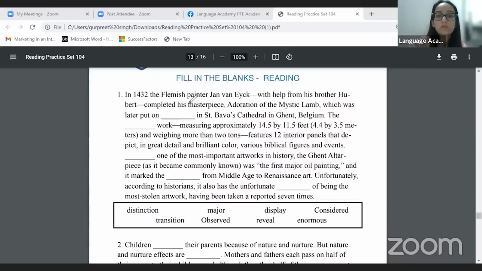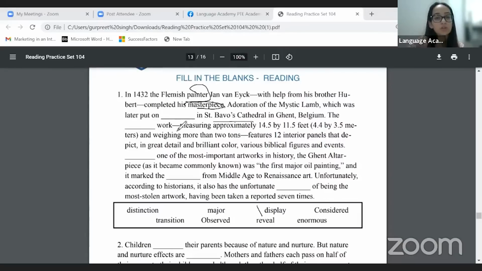In 1432, the Flemish painter, this person, completed his masterpiece with the help of his brother Hubert, Adoration of the Mystic Lamb, which was later put on dash in this place, Belgium. So we are talking about an artwork, because this person is a painter, so obviously his masterpiece would be a painting. Paintings are put on display for people to see.